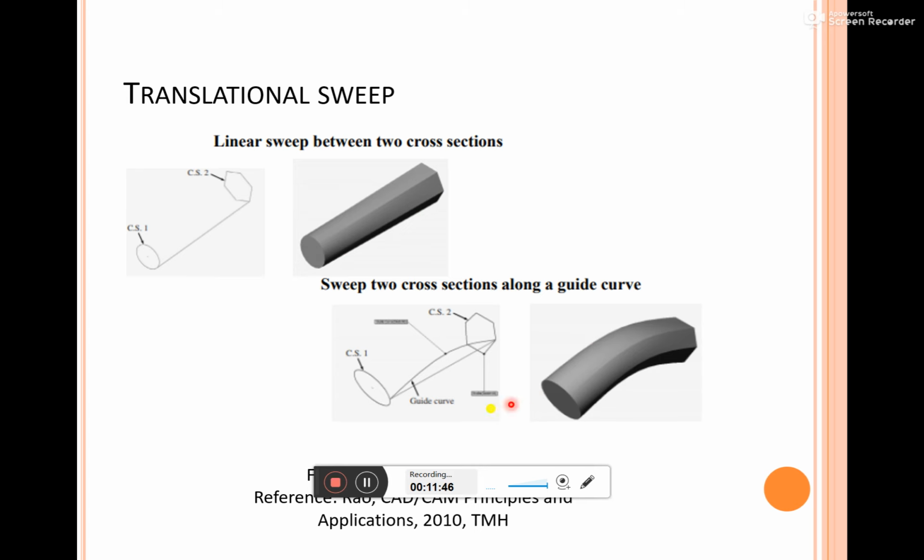Here also, same thing, you can see that we first develop cross section 1 and cross section 2, and after that we have to guide the sweep. As per the requirement, you have to use a guide curve that connects cross section 1 and cross section 2 in such a way that it can develop the translation sweep.